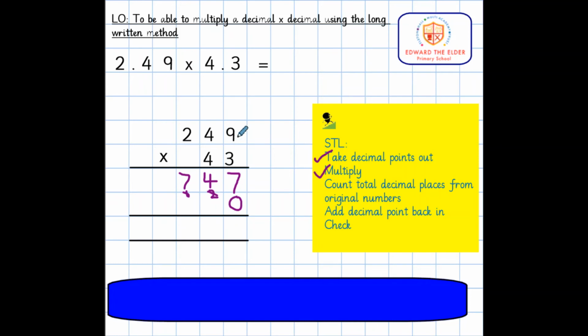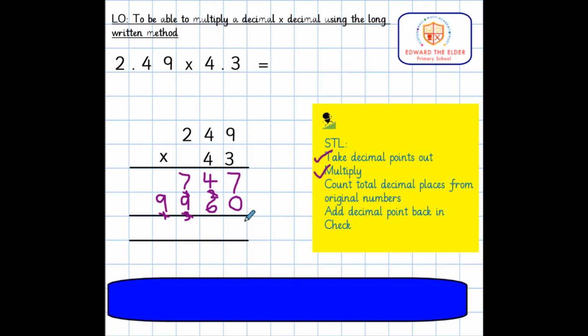Now we're going to move here. So we're going to do 9 times 4: 9, 18, 27, 36. Pop that in. 4 multiplied by 4 is 16. Add the 3 is 19. 2 multiplied by 4 is 8. Add the 1 is 9.